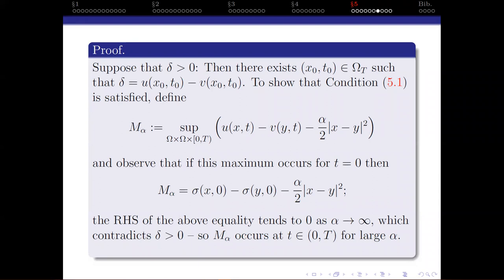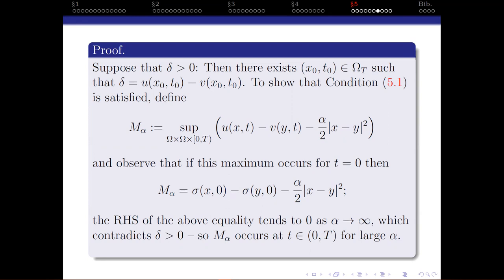I'm going to define M alpha almost like I did last time, except taking into account the cylinders. And what I'm going to do is observe the fact that if the maximum occurs, and it occurs in particular when t is equal to zero, then I wind up with the equation that M alpha is going to be equal to sigma of x0 minus sigma of y0 minus the distance squared times alpha over 2 for appropriate x and y. And the problem is the right-hand side is going to tend to 0 as alpha goes to infinity.